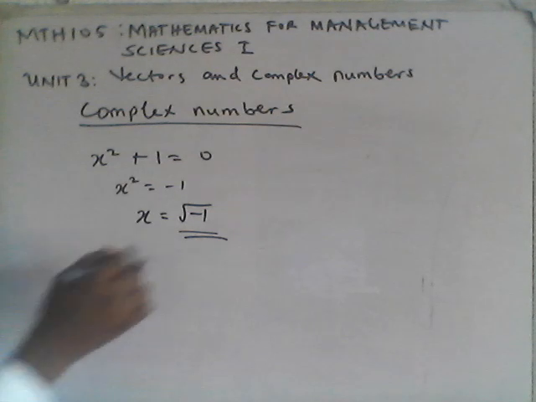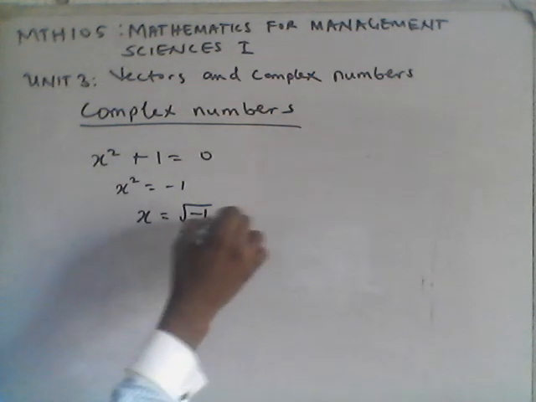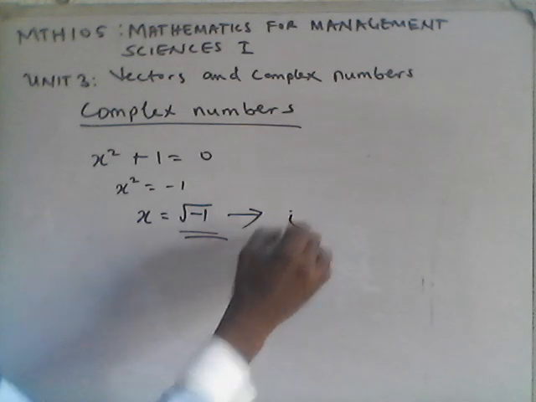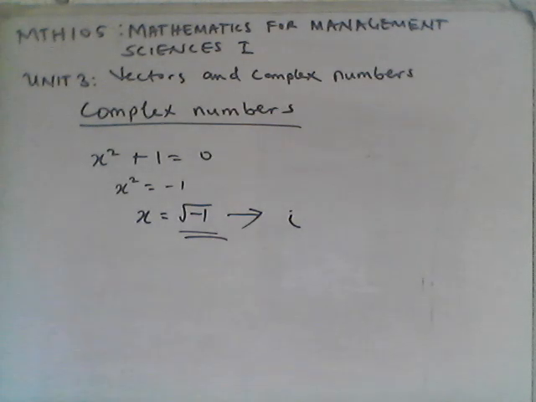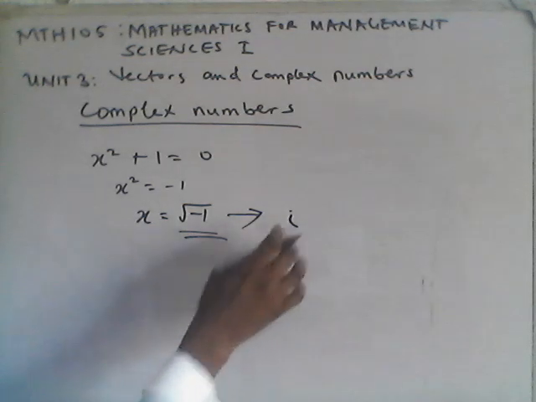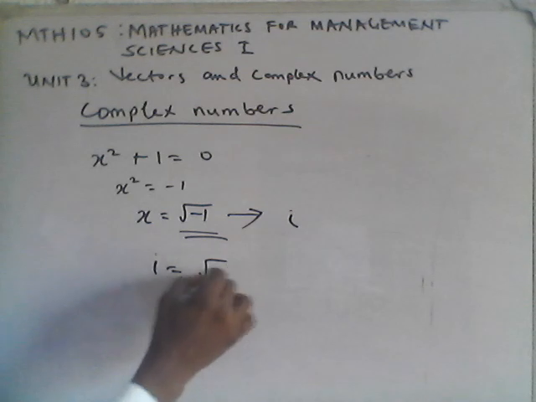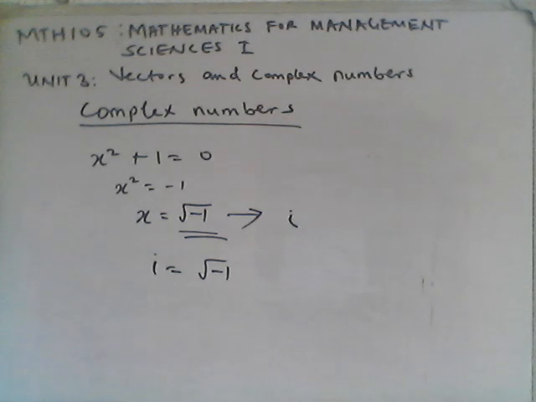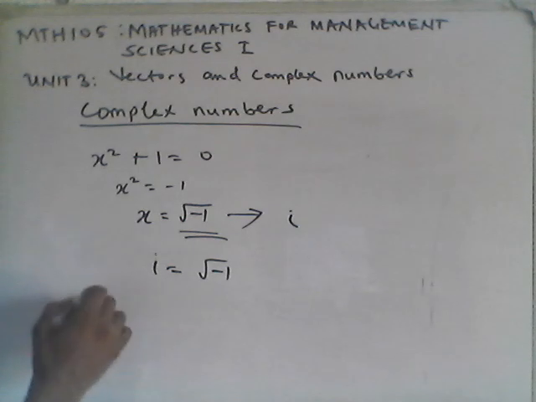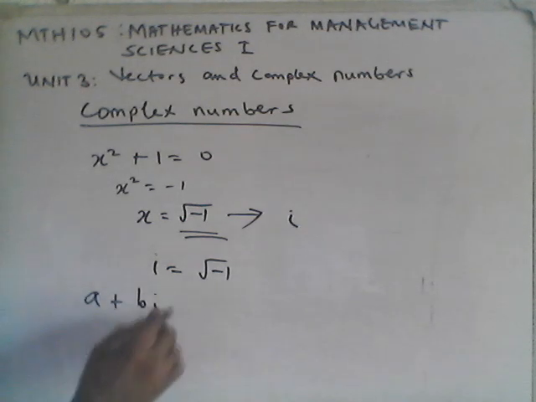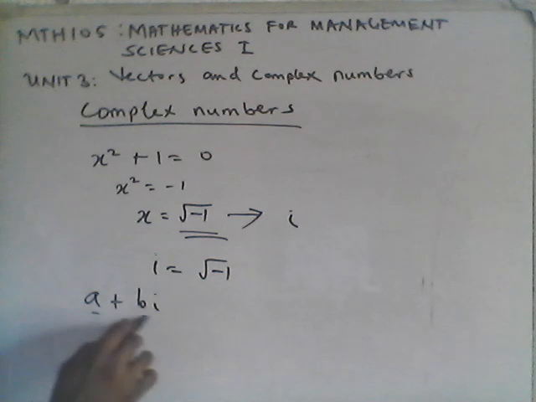So because of this state that we are stuck in, we can say let us represent this by i or j. Some textbooks will use j, or we can use small i. So i actually is root minus 1. So this is a complex component. It's complex. So sometimes we represent complex numbers in this form, a plus bi, where this is the real part and this is the complex part. But this is what makes it complex.